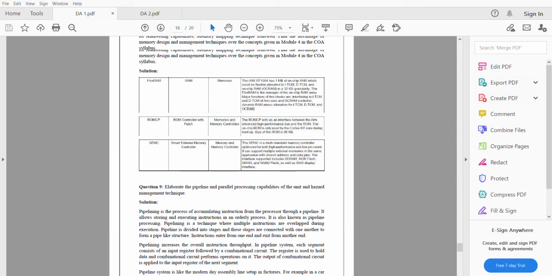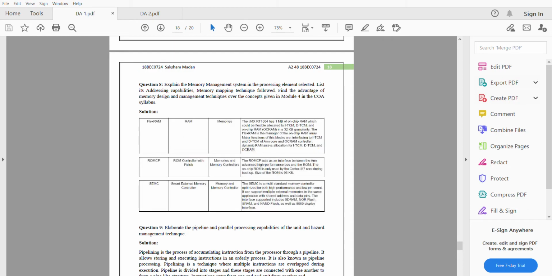These are the memories. The memory management here has three components: FlexRAM, ROMCP, and SubMAC. That is RAM, ROM, and Smart External Memory Controller. These are all modern memory components with very high efficiency compared to the previous components used in the 8051 microcontroller or other such processors, hence improving the efficiency of the microcontroller.